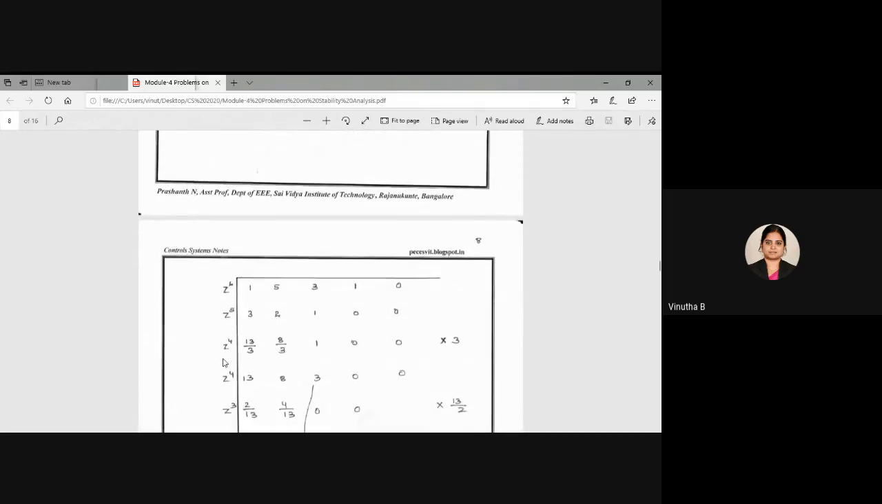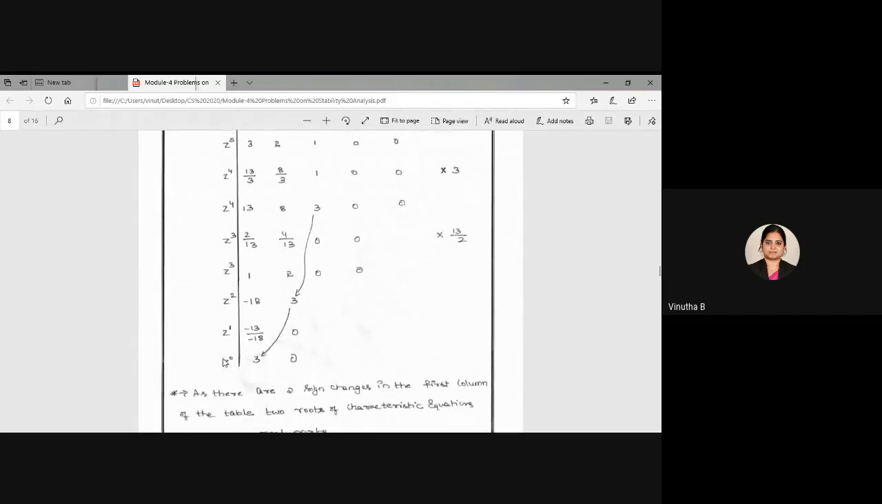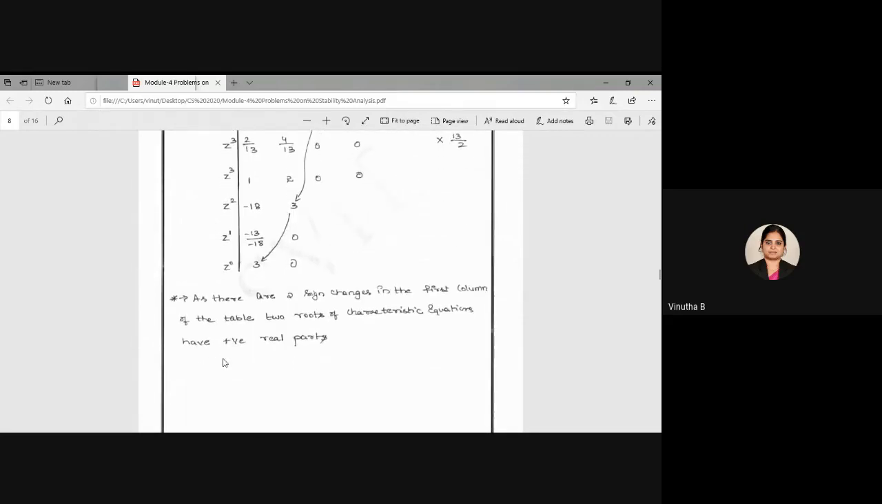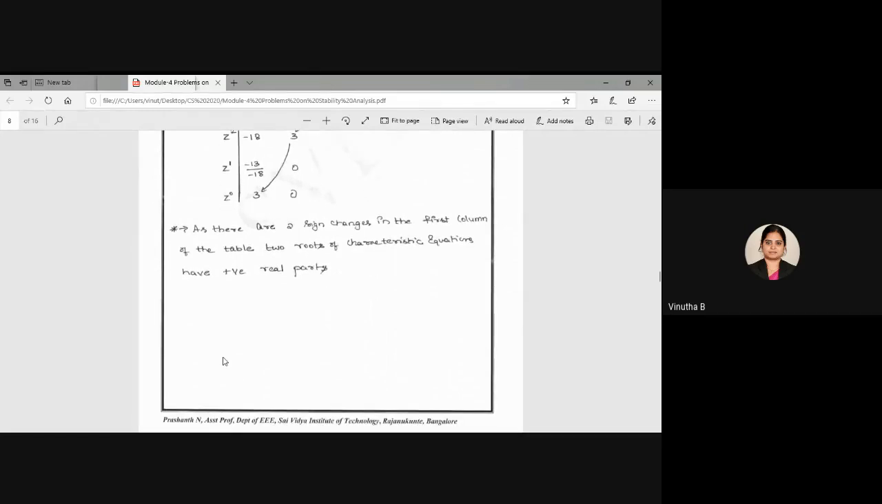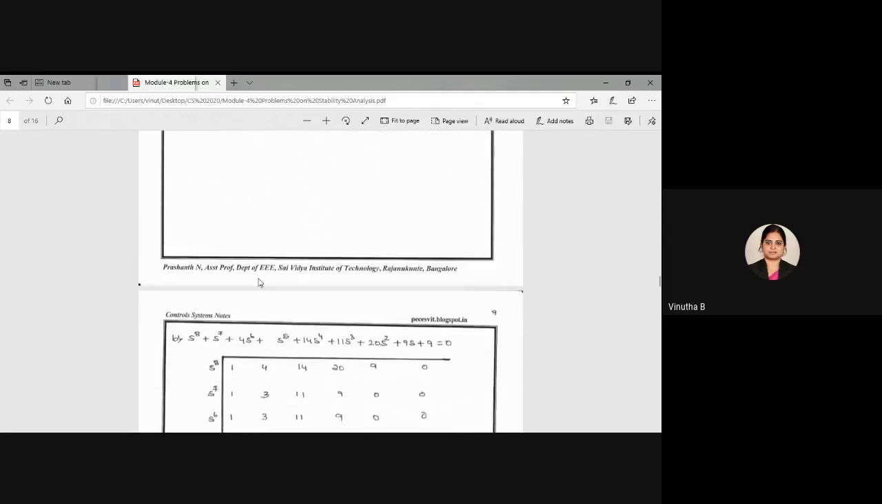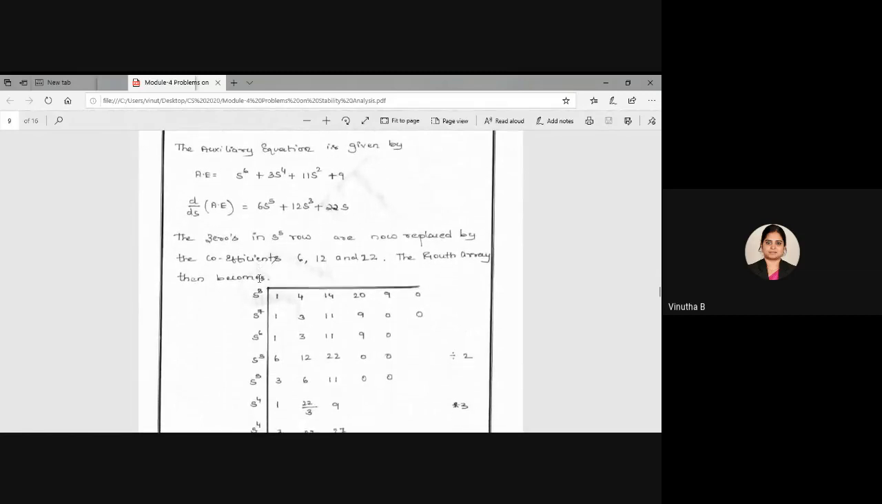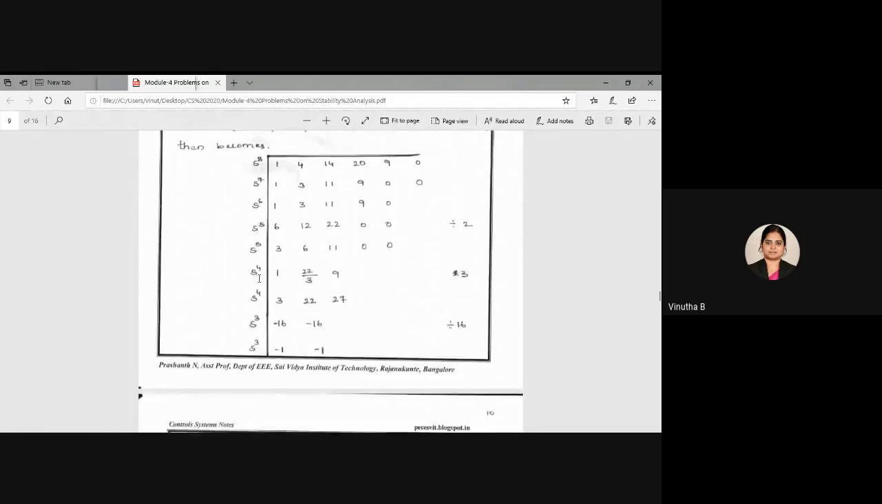Form the routh array table again, find out the answer, look for the sign changes, and then indicate how the number of sign changes corresponds to the number of roots in the right half. So this is one such other problem. Okay, I think you can do these sort of problems now.